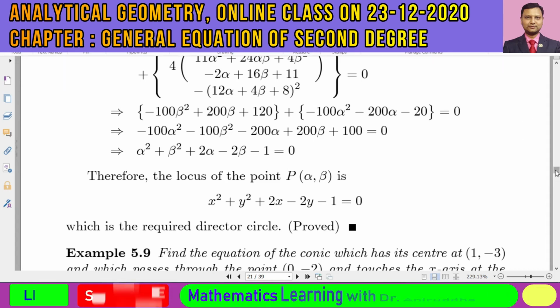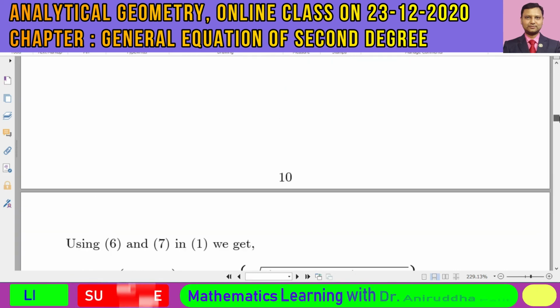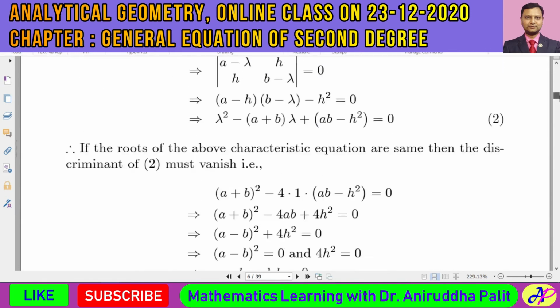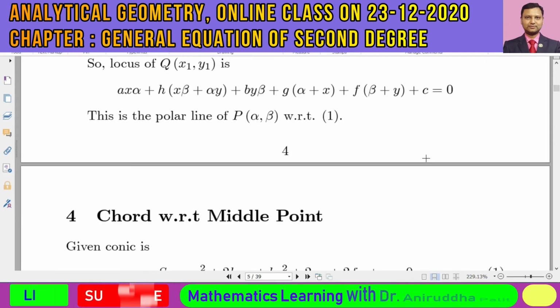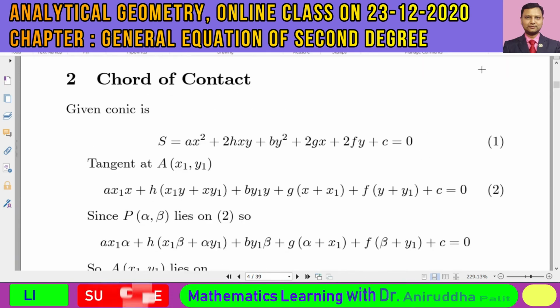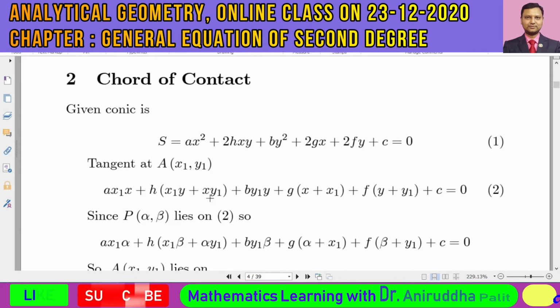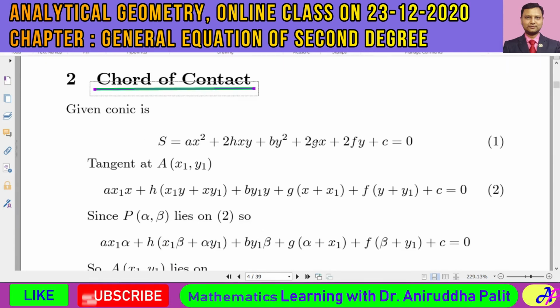So in the remaining part of this class, I would try to introduce one new concept. That would be the chord of contact of the tangents drawn from a point. Actually, what is this chord of contact? I would rather like to say the chord of contact of the tangents drawn from a point, capital P.